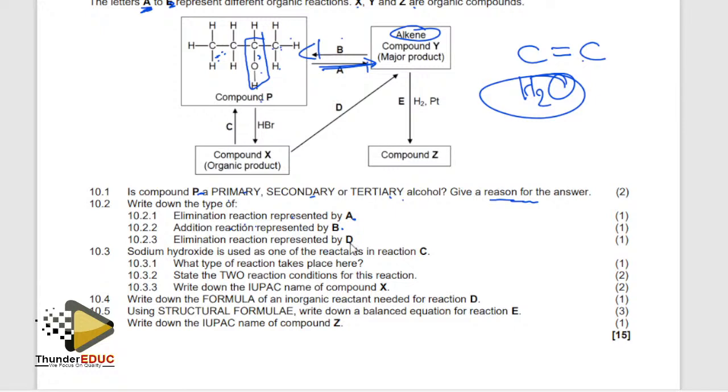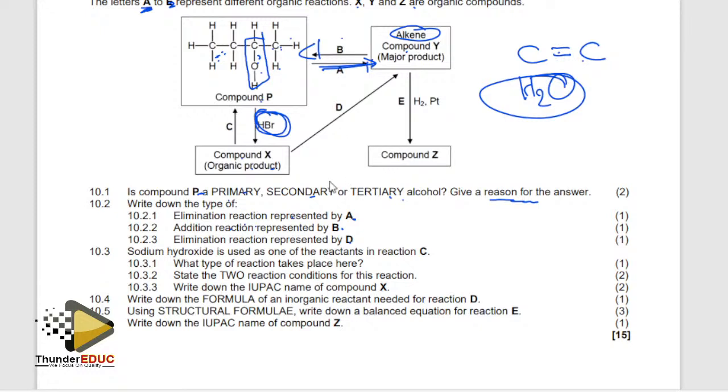Where is D? Elimination from this to this. So this is the alcohol. If I add hydrogen bromide here, it forms that. So what does it mean? It means that I've removed the hydrogen bromide here, and then I've formed this. So what reaction is that?